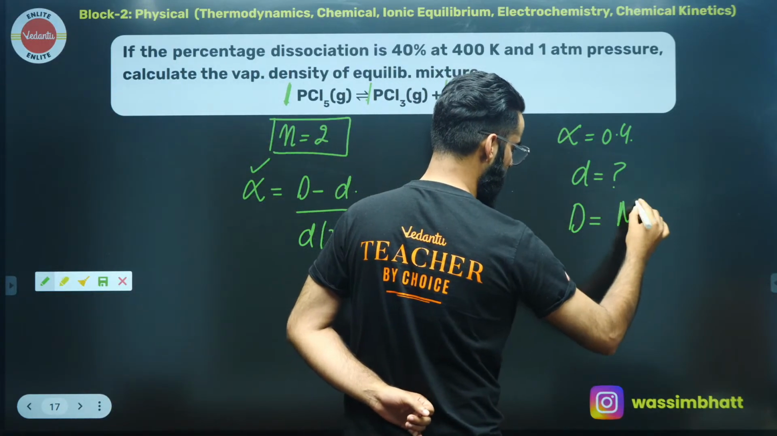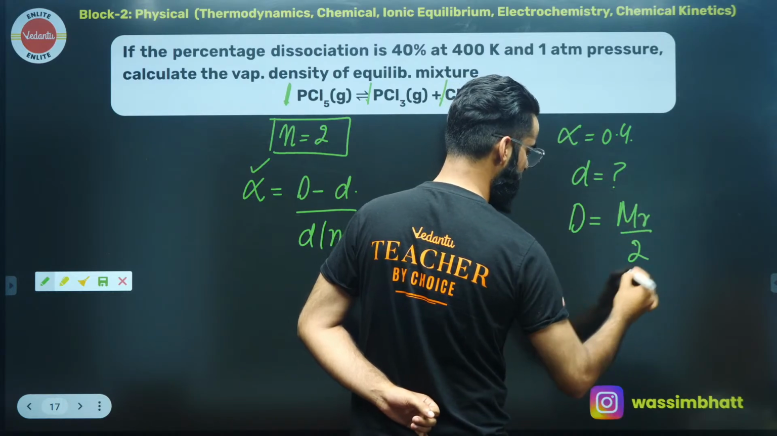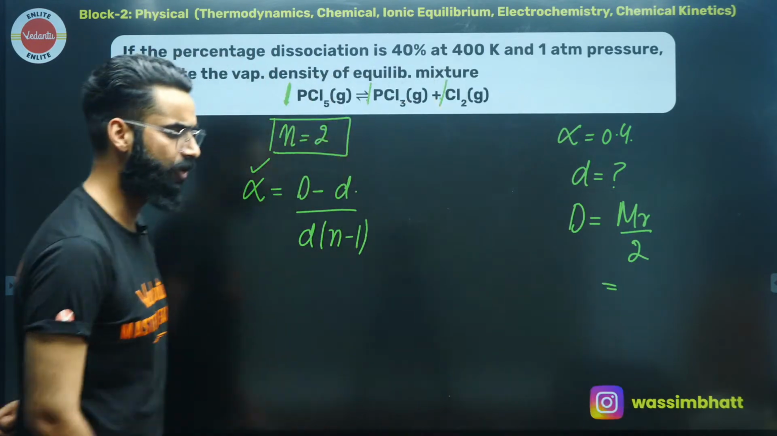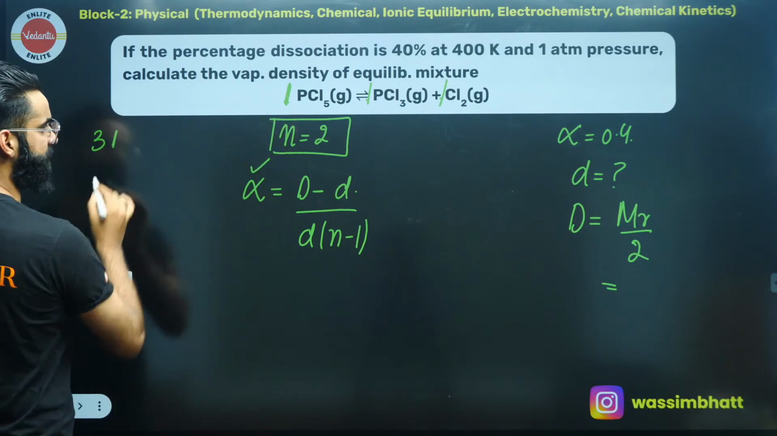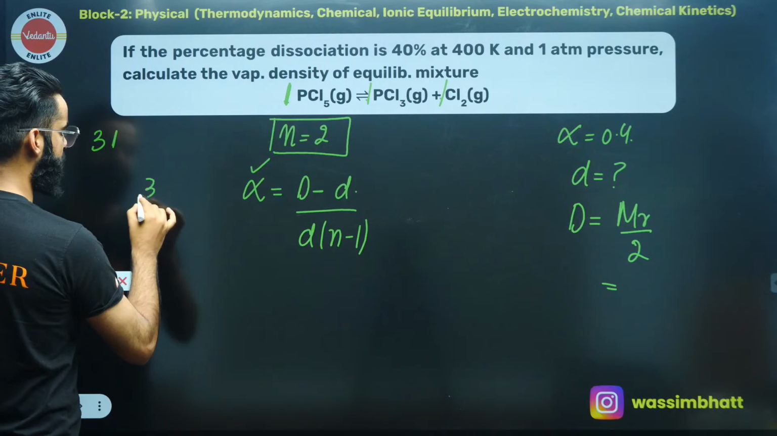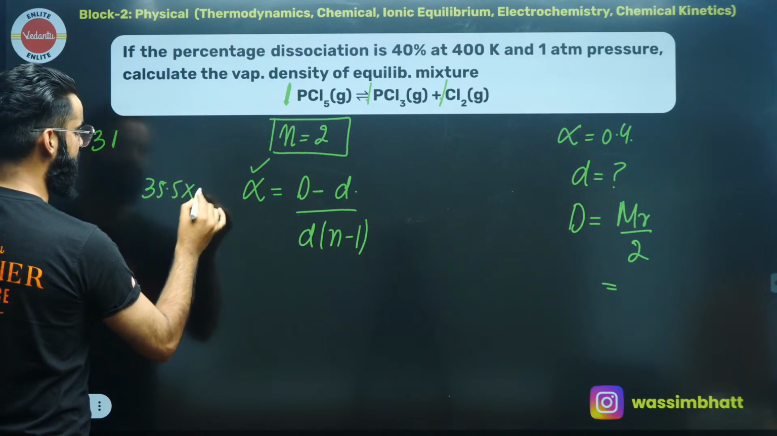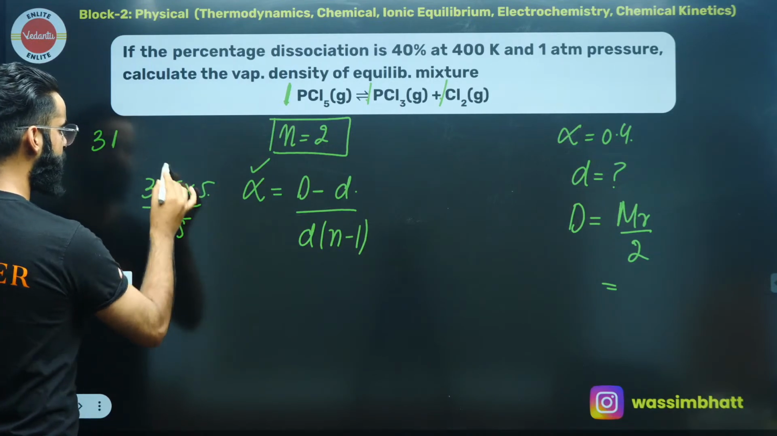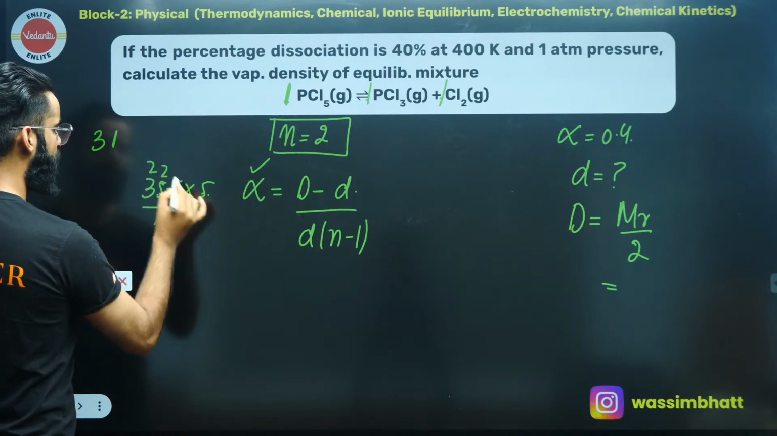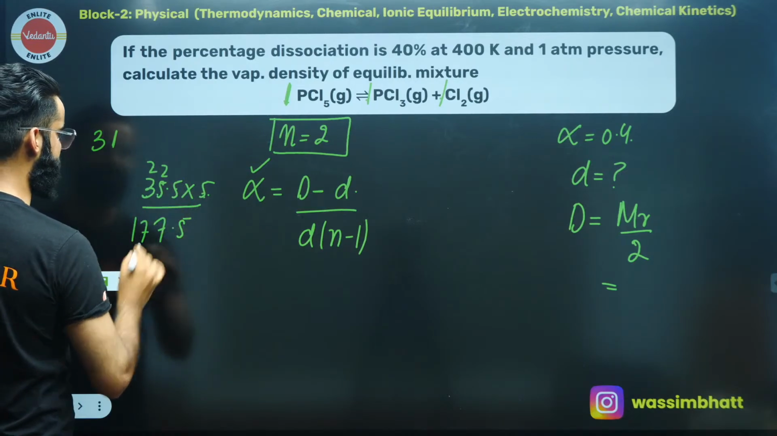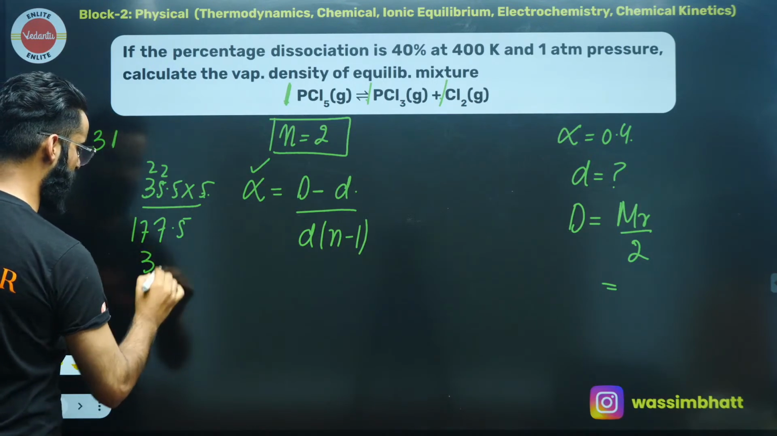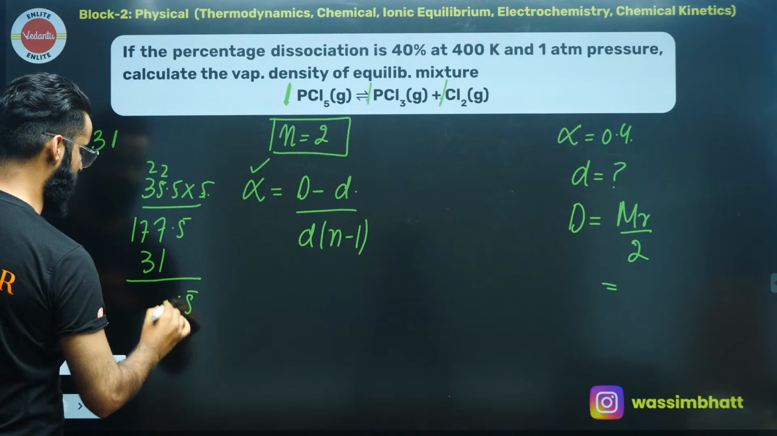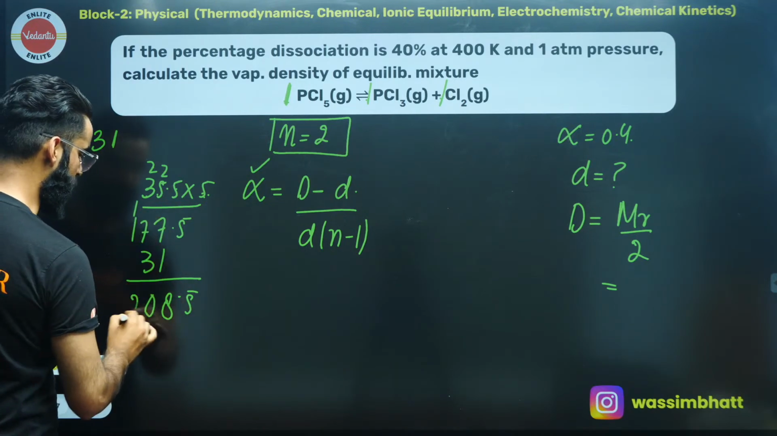Capital D is the theoretical vapor density. As I told you in the beginning, it's the molar mass of reactant divided by 2. Now, what is the molar mass of the reactant in this case? Molar mass of PCl5. Phosphorus has a molar mass of 31. Chlorine has a molar mass of 35.5, and there are 5 chlorine atoms, so that is 177.5. Plus 31, it comes out to be 208.5.